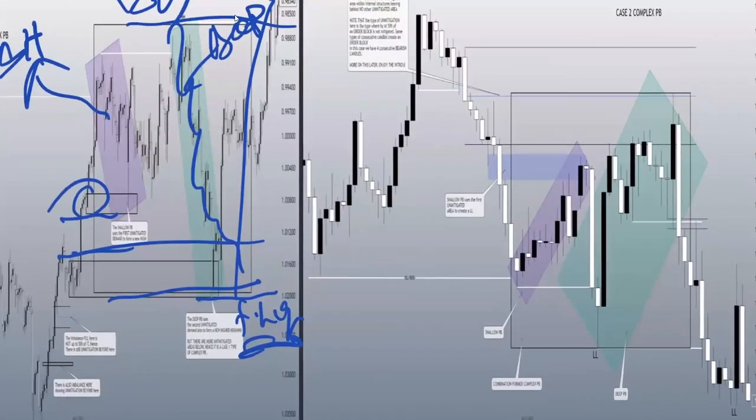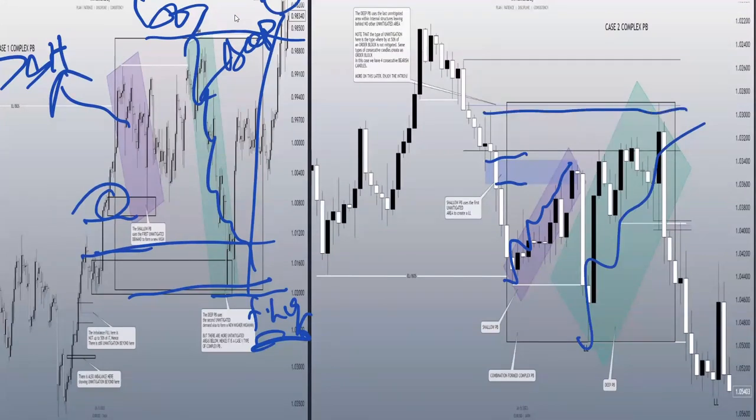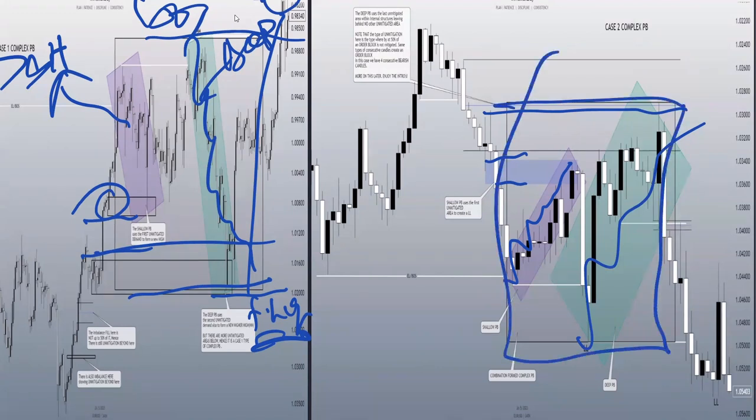But here we have the true type of complex pullback. So here we have a shallow pullback, which pushes into the first unmitigation here, imbalance. All right, and then here we have a deep pullback sweeping even this high as liquidity. So in total, they both form a complex pullback case two.